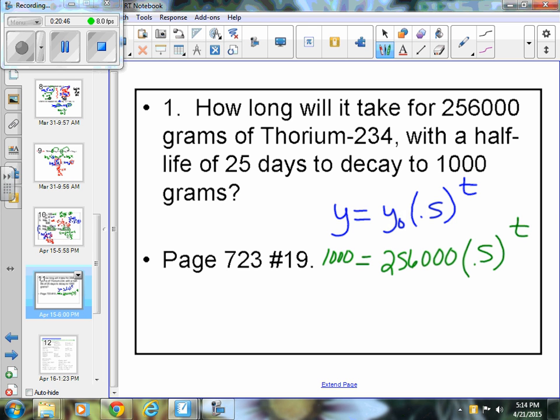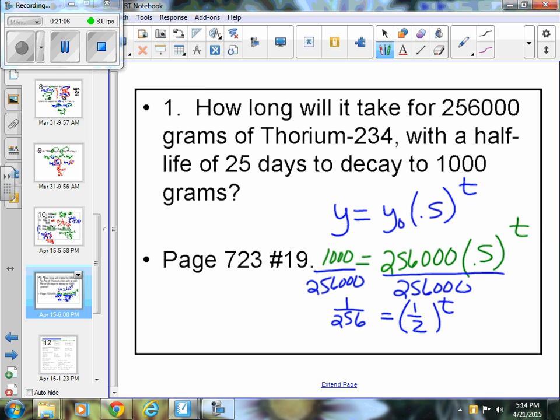All right, well, when we solve for something like this, you always want to get the exponential thing by itself first. So the very first thing I would do would be divide by this 256,000. We're going to be doing a lot more of this solving stuff over the next few days. And that gives us 1 over 256, I believe, equals 1/2 or 0.5 to the t.